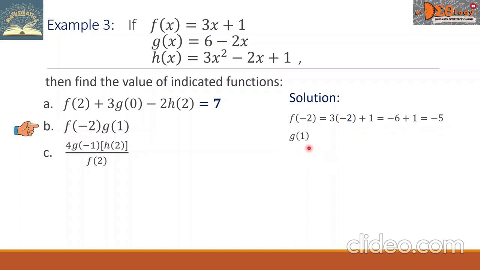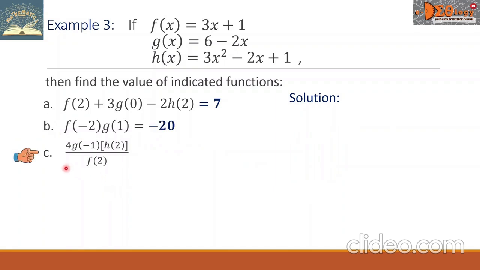Then g of 1. Our g of x is here, 6 minus 2x. So g of 1 becomes 6 minus 2 times 1. 2 times 1 is 2, so 6 minus 2 equals 4. For problem B, we substitute the values. So we have f of negative 2, which is negative 5, times g of 1, which is 4. So negative 5 times 4 is negative 20. So we write the answer opposite problem B.